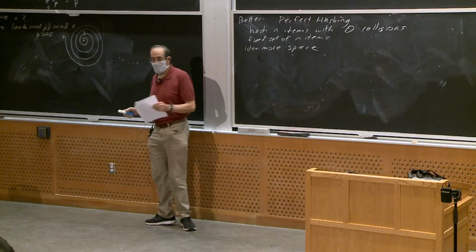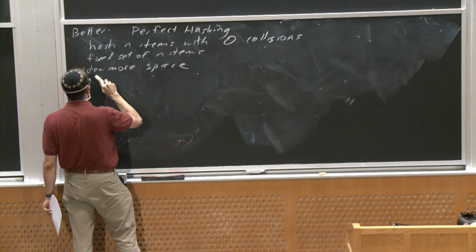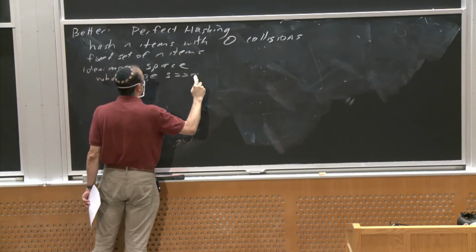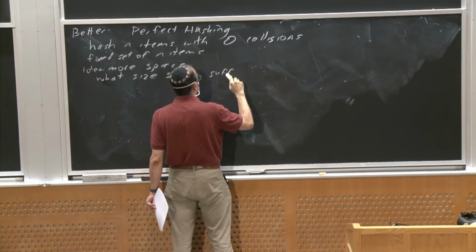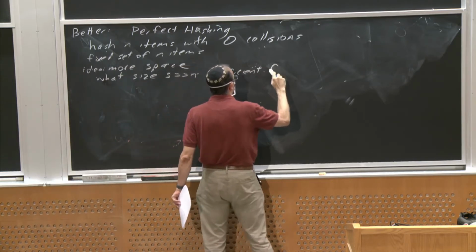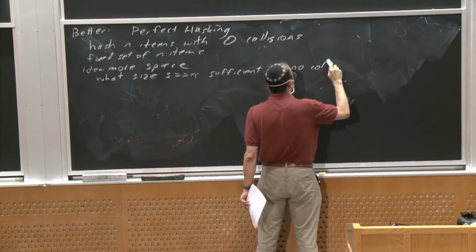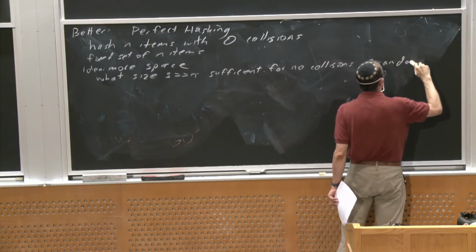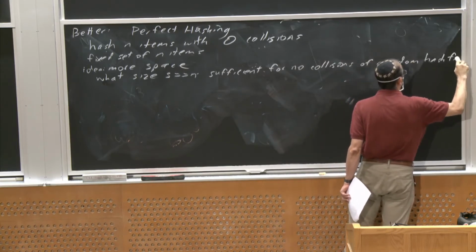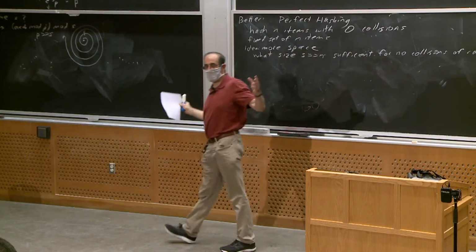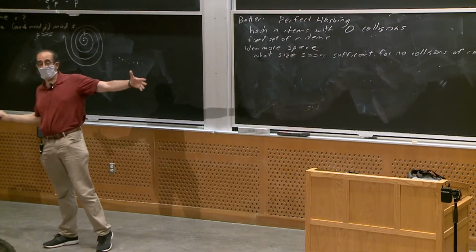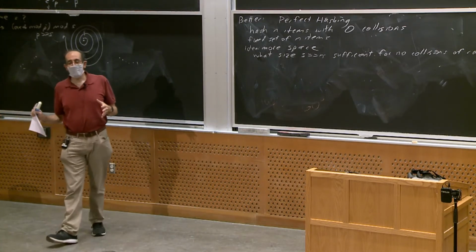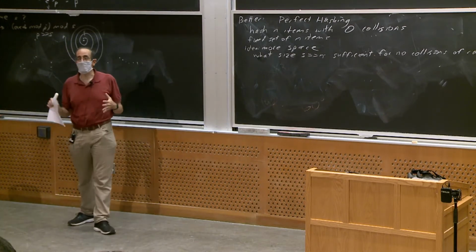Okay. So the question is, what size s bigger than n is sufficient for no collisions of a random hash function? I'm going to pick some s which is larger than n, and hash my n items to that larger space s. How small can s be if I still want to have a decent chance of getting no collisions at all?